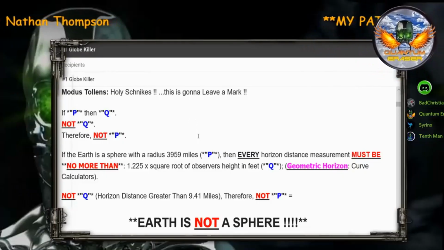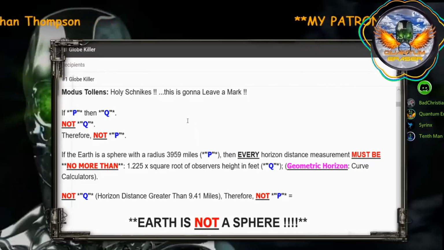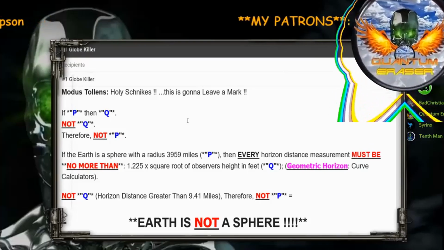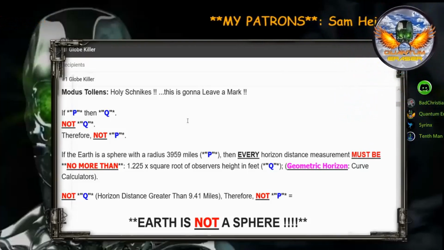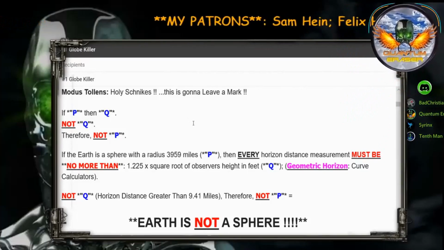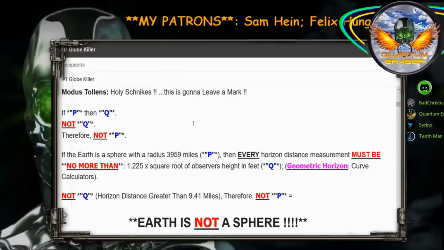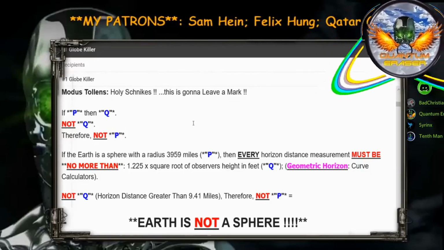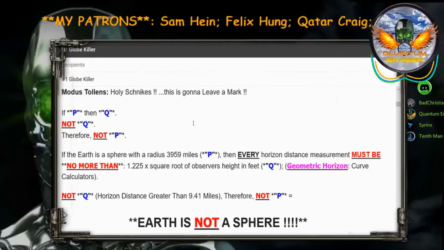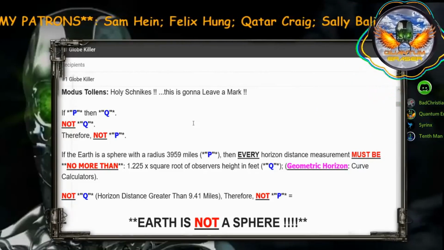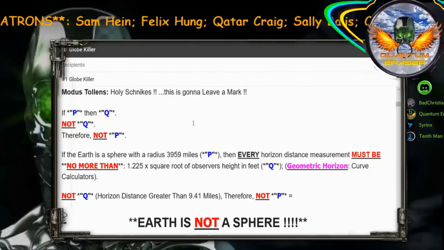Okay, then. If P, then Q, not Q, therefore not P. Listen closely to the argument, Globies. If the Earth is a sphere with a radius of 3959 miles, P, then every horizon distance measurement must be no more than 1.225 times the square root of the observer's height in feet. That's Q. That's the geometric horizon.